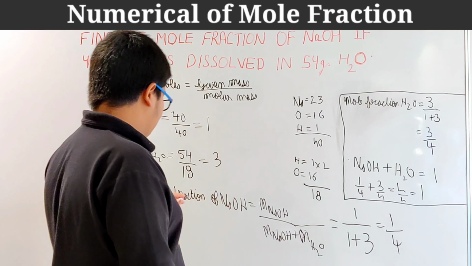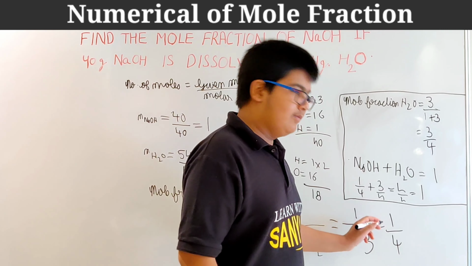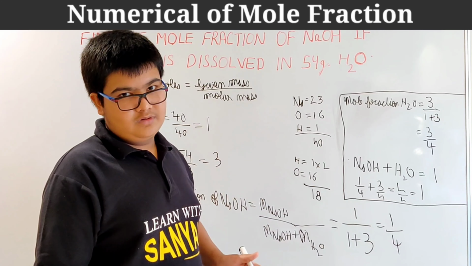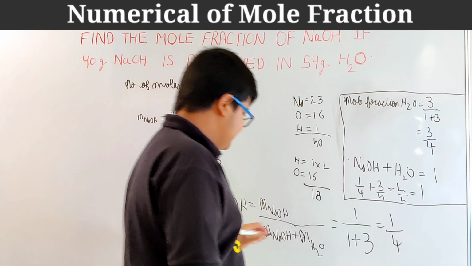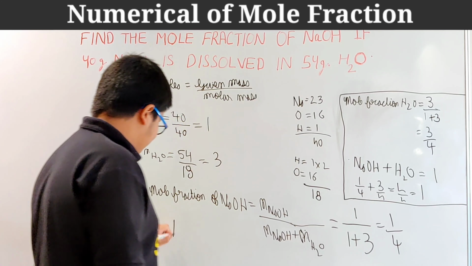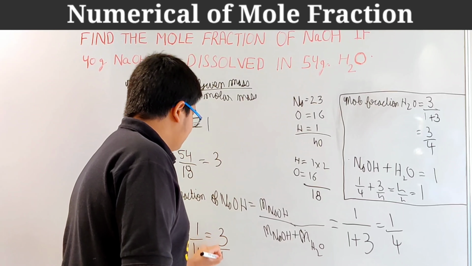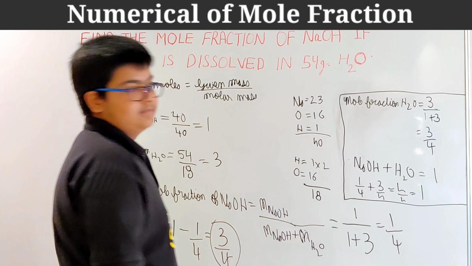So when I found out the mole fraction of NaOH is 1 upon 4, then I don't need to find out the mole fraction of H2O. If I just subtract this mole fraction of NaOH from 1, then this will be equal to 3 upon 4, which is the mole fraction of H2O.